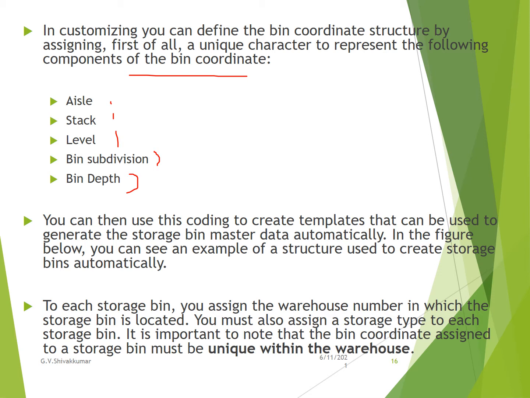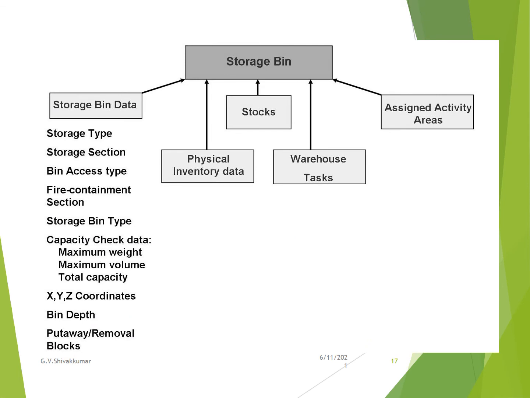To each storage bin you can assign the warehouse number in which the storage bin is located. You must also assign a storage type to each storage bin. It is also important to note that the bin coordinates assigned to the storage bin must be unique within the warehouse. It should not be the same number, otherwise it will give you confusion.